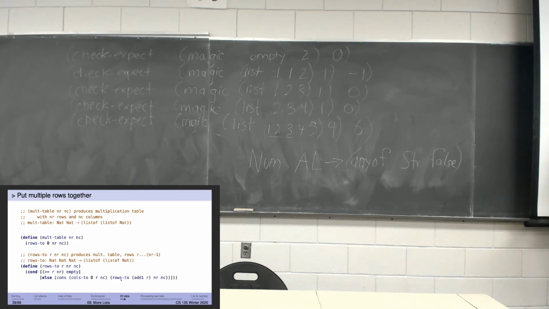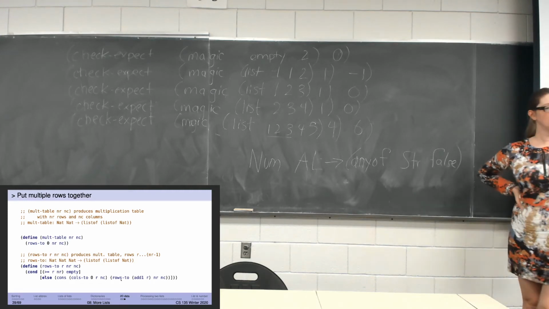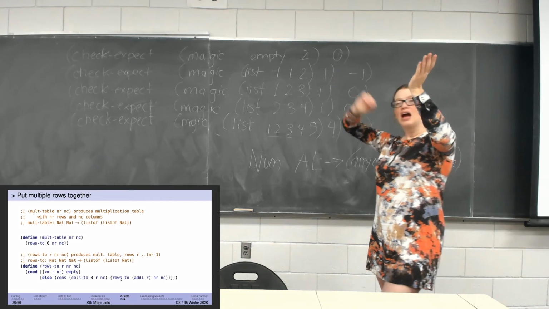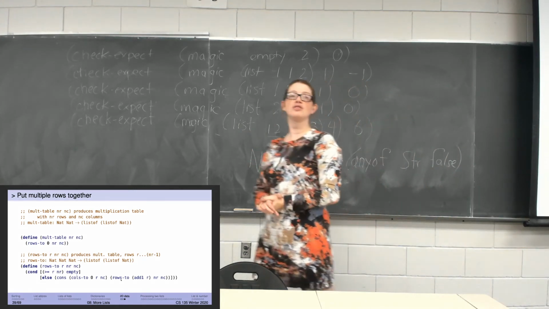Otherwise, I'm going to append the row that I am making onto the remaining rows. So the current row appended onto the result of creating the remaining rows. So I start with 0, I produce row 0. And then I'm going to produce row 1, and row 2, and row 3, and so on and so forth.